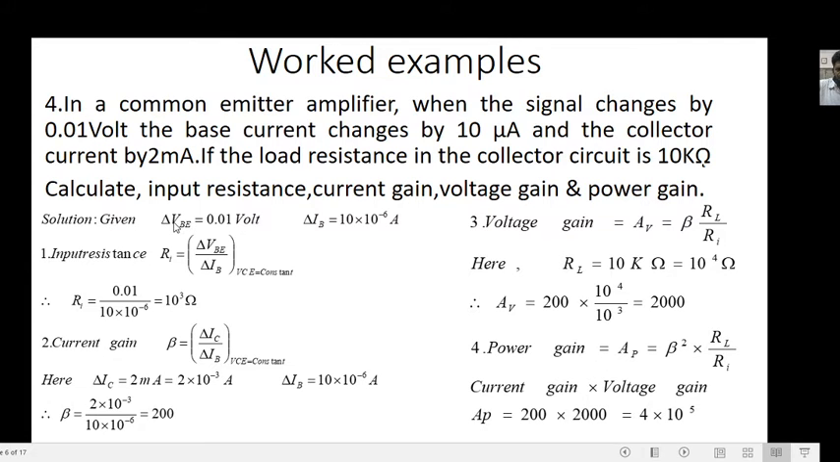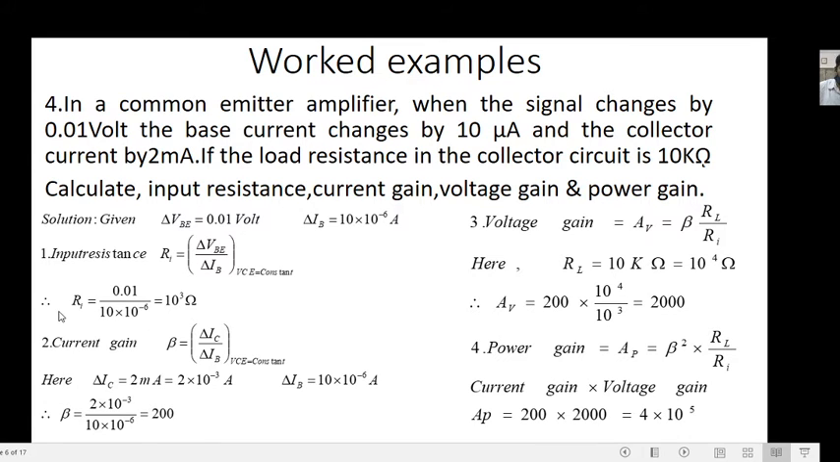Solution. Given: delta VBE, the change in base emitter voltage, is equal to 0.01 volt, and the change in base current is equal to 10 microampere. First we have to calculate input resistance. RI is equal to the change in base emitter voltage to the change in base current at constant VCE.